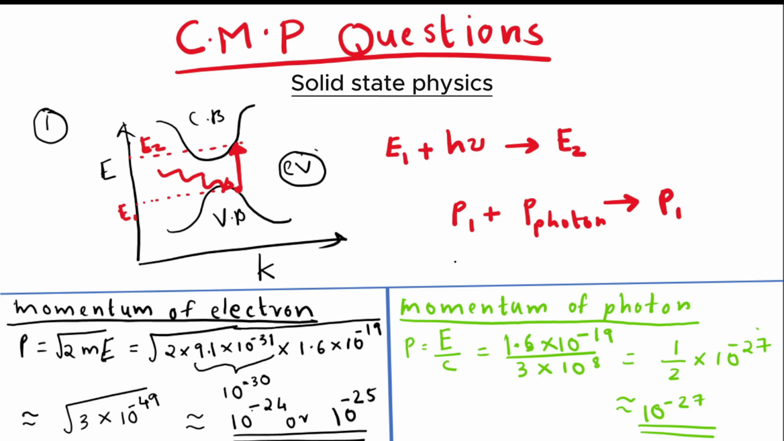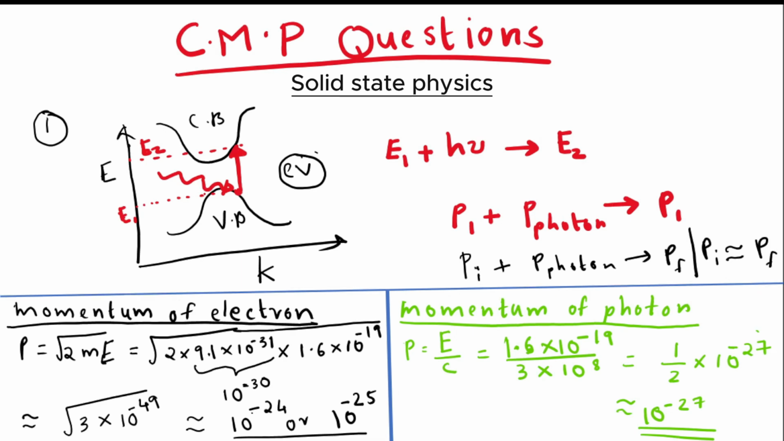So we can write it like this: momentum initial plus momentum of photon giving momentum final. As momentum of photon is negligible when compared to the momentum of electron, we can write momentum initial to be approximately equal to final momentum. Hence, it will be advantageous for you if you know the order of magnitudes of certain physical quantities. So I'm giving some values that will be useful for interviews.